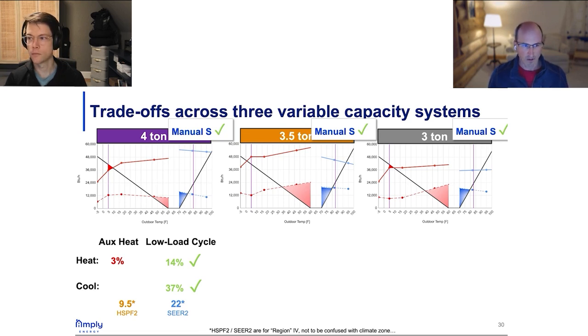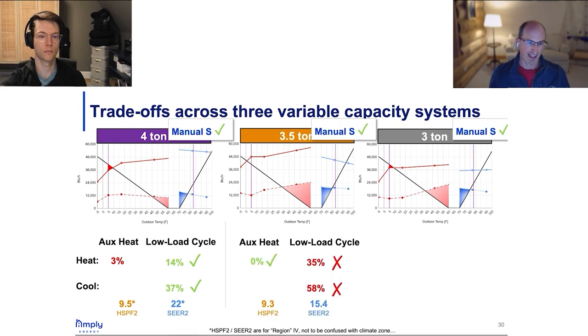So the 4-ton unit, turns out it actually needs the most auxiliary heat, the most number of hours with heat strips running relative to the other equipment, but it actually has the least amount of low load cycling. The 3.5-ton unit, it has the worst. So it's the highest amount of low load cycling. On the cooling side, it's going to be cycling almost 60% of the cooling season. But the big difference is that it doesn't require any auxiliary heat because it has so much more heating capacity.